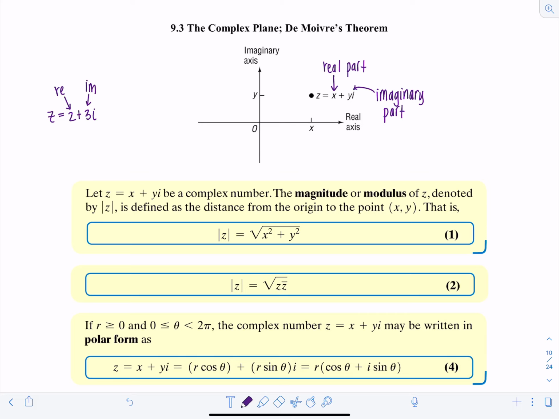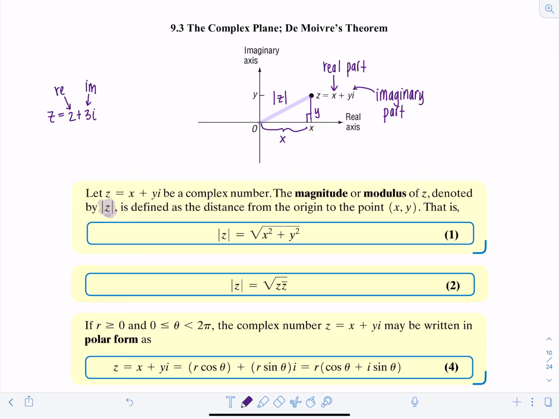modulus of z denoted by, it looks like absolute value bars, right? The modulus of z is defined as the distance from the origin to the point xy. So the modulus is the distance from the origin to that point. And it's defined to be the following, the square root of x squared plus y squared. So this is the modulus of z. Notice if z, the complex number, is x plus yi, then this distance is x, this distance here is y, and now I've made a right triangle, so it makes sense that in order to find the modulus of z, I would find the hypotenuse of that right triangle.